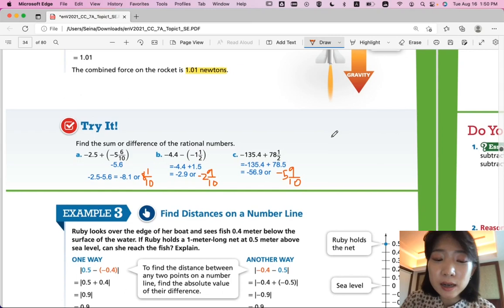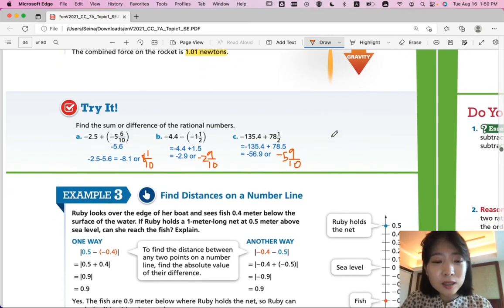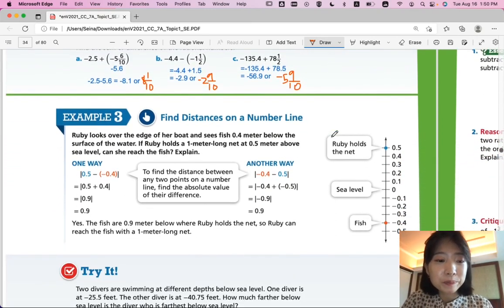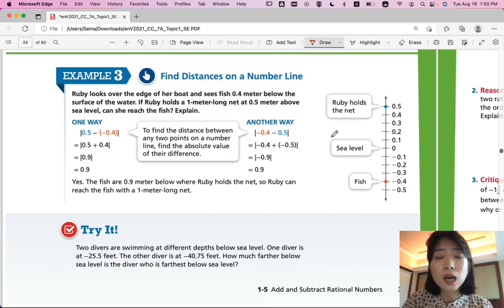Okay, did you get it all correct? If so, good job. Let's look at our last example, example 3. Find distances on the number line. Ruby looks over the edge of her boat and sees fish 0.4 meter below the surface of the water. So here it is in the diagram. If Ruby holds a 1 meter long net at 0.5 meter above sea level, here Ruby holds a net, can she reach the fish? Explain.